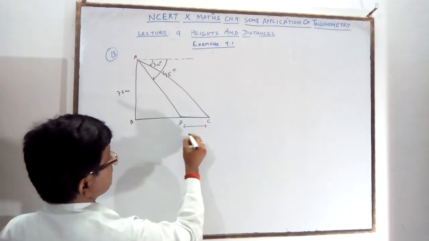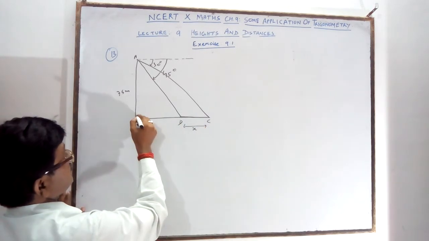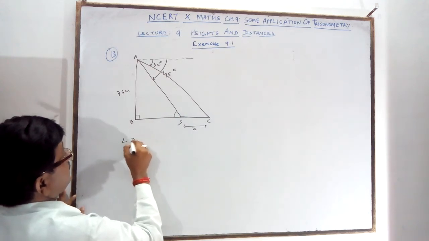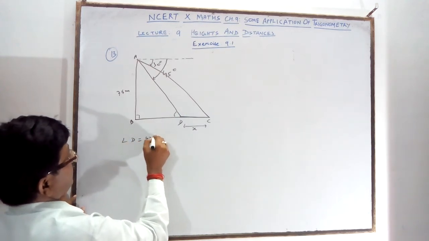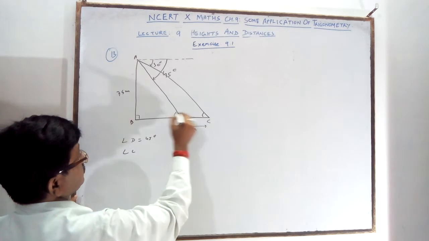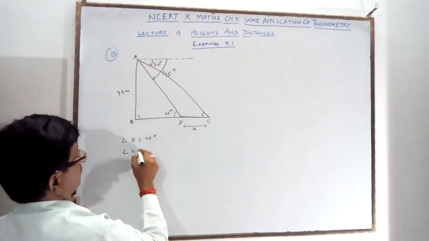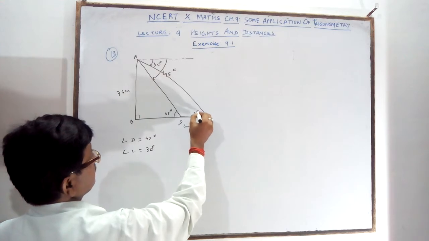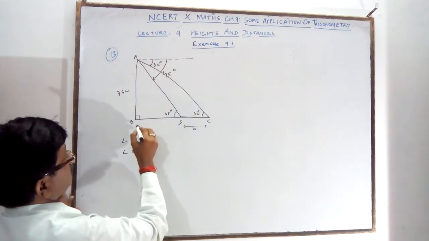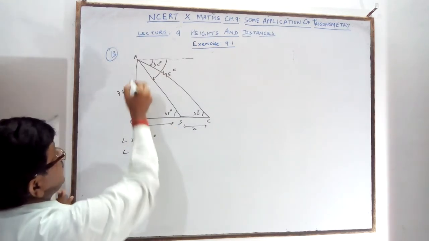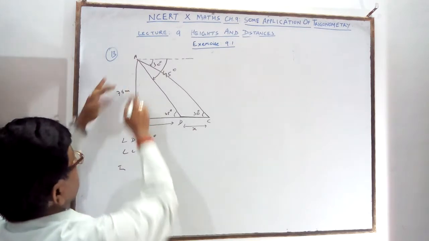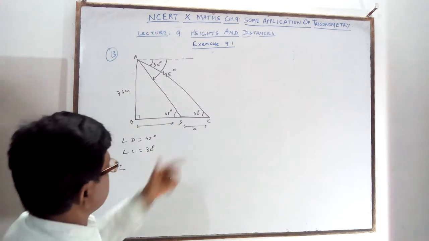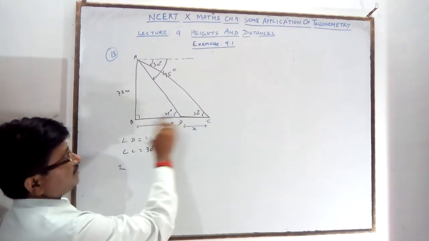Your main theme is this: you want to find this distance. It is a 90 degree angle. So first you find angle D is equal to 45 degrees, angle C is equal to 30 degrees. Now BD you can get from this right triangle, because one side is given, 75. So 75 gives you BD, 75 also gives you BC. Then X is equal to BC minus BD.